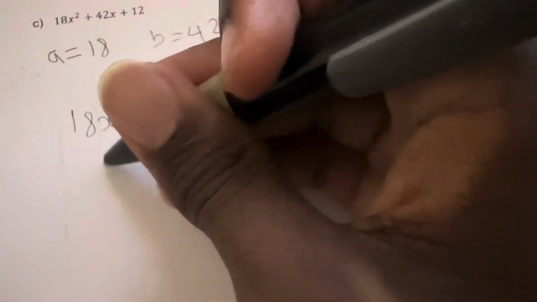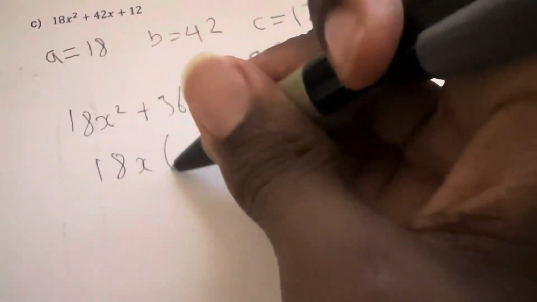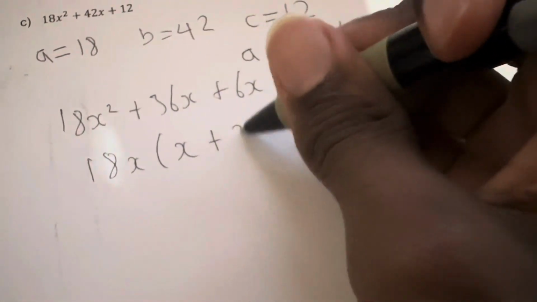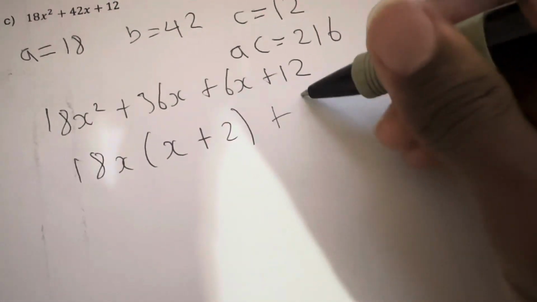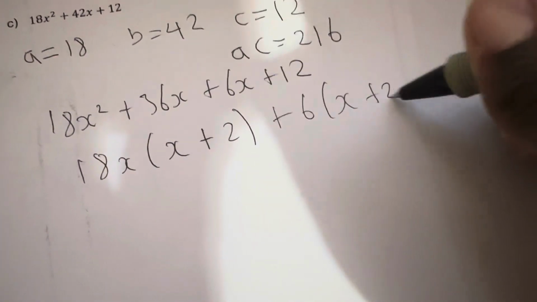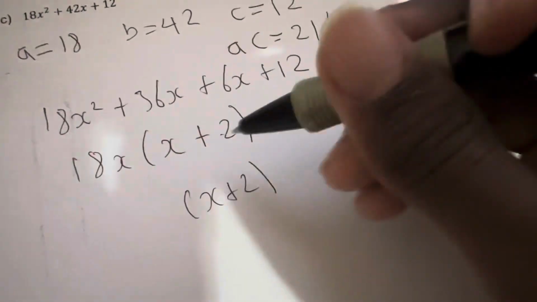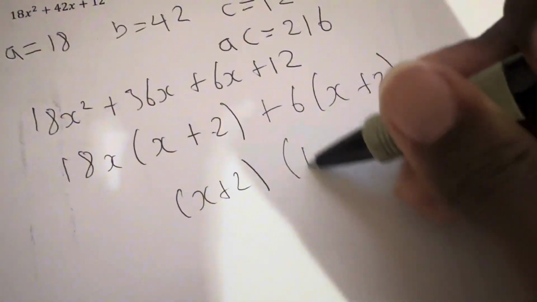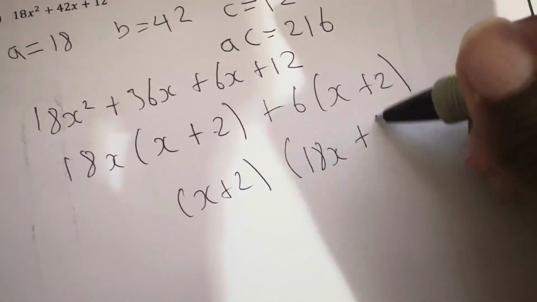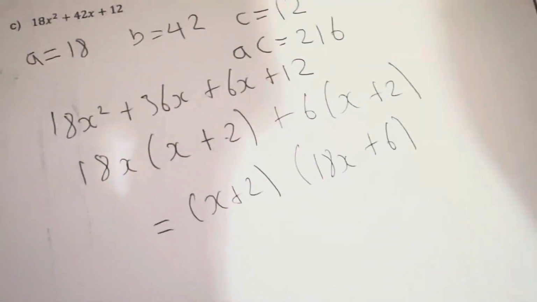Now we factorize these separately. So we do 18x multiplied by x plus 6 and x plus 2. So x plus 2 is one of the brackets. As you can see, both of these are the same. And then the next one is 18x plus 6. If you got that, give yourself a pat on the back.